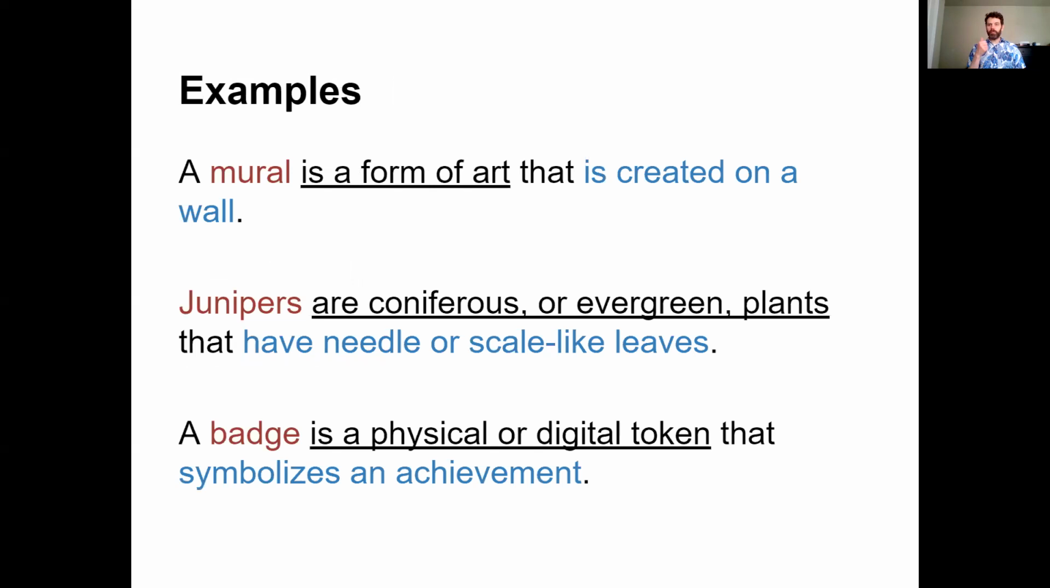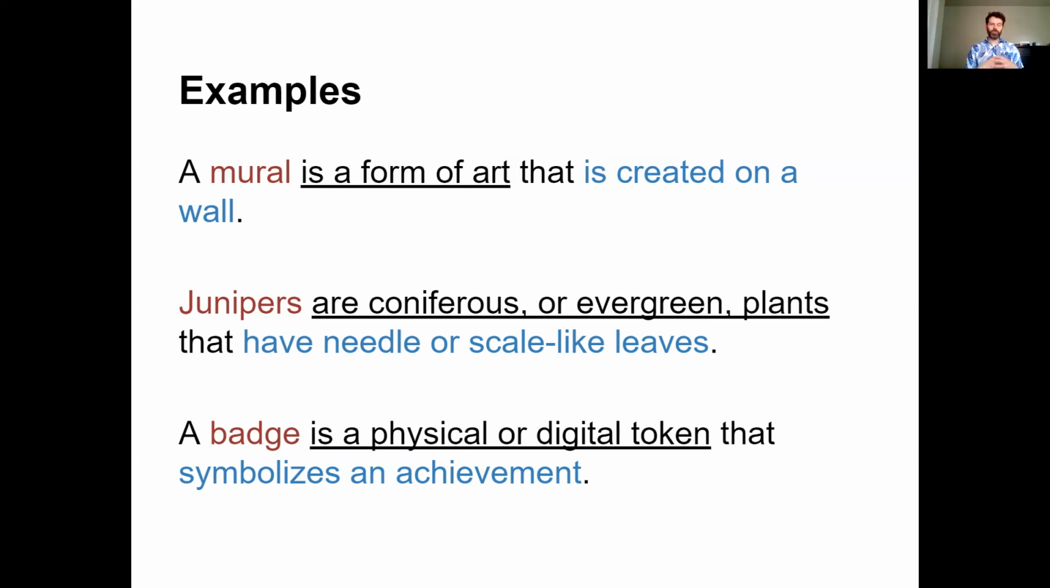Here are some examples. A mural, this is a new word, is a form of art. Now we think that our readers or listeners already know the words form and art. So we could say a mural is a form of art. So now they already know it's something related to art, but we're going to tell them how it's different from art in general. It's a form of art that is created on the wall. And so that makes it different. Now we can understand that a mural is a type of art, but it's art that takes place on a wall. So this is our class definition. We're dealing with a class that someone already understands, art, but we're saying how it's different from general art.